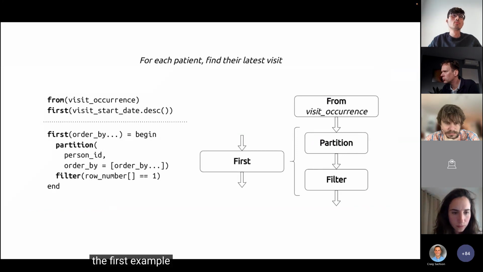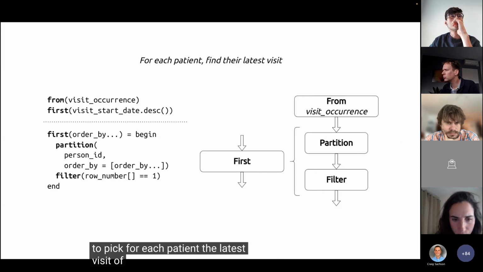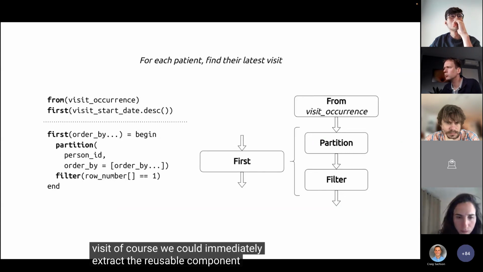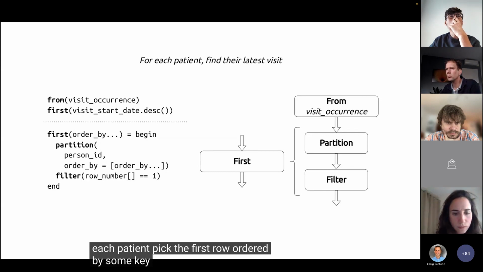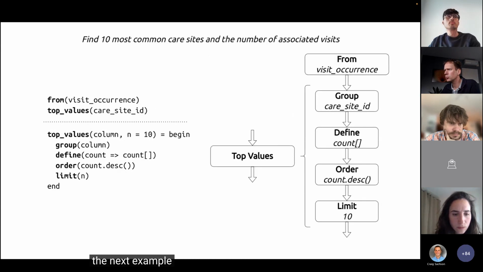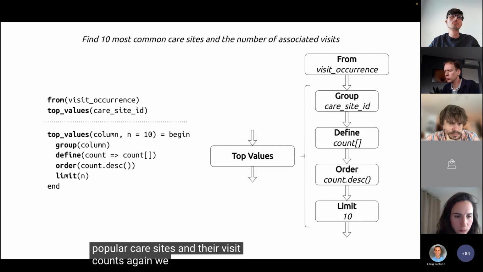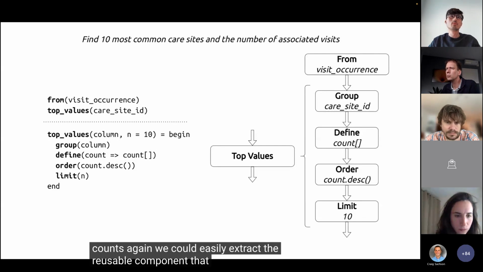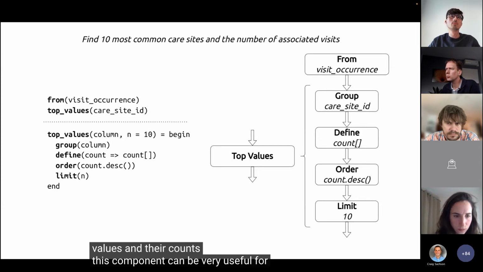The first example uses a window function to pick, for each patient, their latest visit. Of course, we could immediately extract a reusable component that for each patient picks the first row ordered by some key. The next example uses an aggregate function in order to find the top 10 most popular care sites and their visit counts. Again, we could easily extract a reusable component that for any given column calculates the top n most common values and their counts. This component can be very useful for data exploration.